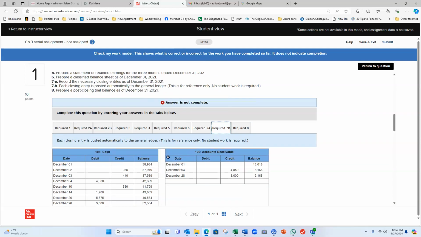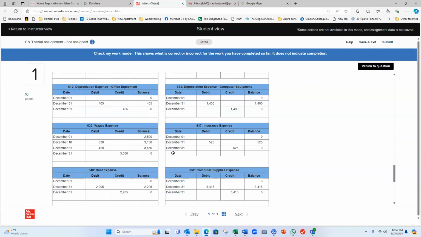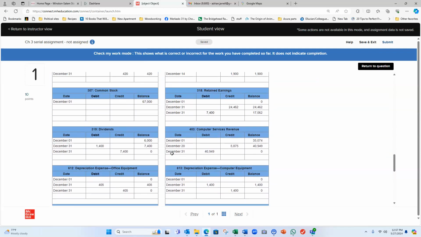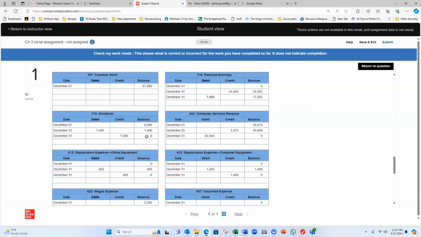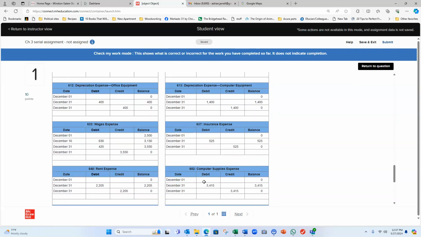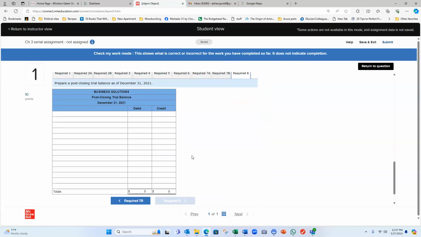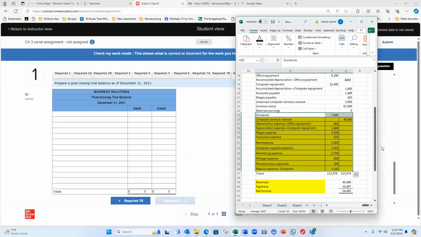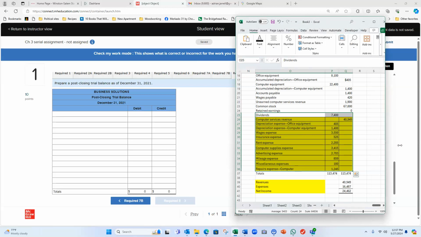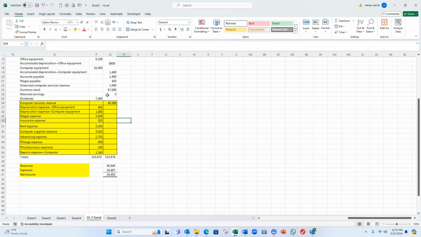Last thing we need to do now is look at the general ledger. All the closing entries are done, and you can just see here. We start with dividends, got a zero balance. Revenues have a zero balance. All the accounts have a zero balance. And the last thing would be a post-closing trial balance. The post-closing trial balance is going to be simple. I'll let you guys do it. No trouble at all.